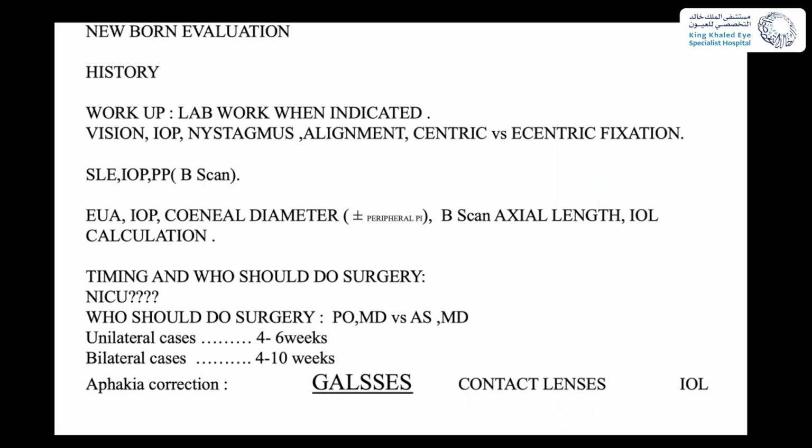For all patients with congenital cataract, you have to do lab work, and as indicated, do a proper examination: vision, IOP, check for nystagmus, see if the child has strabismus. Because sometimes they have no nystagmus and no strabismus, they have a congenital cataract. This means that maybe the surgical indication is very low. Is the fixation central or eccentric? If the child has eccentric fixation, is this due to retinal abnormality or due to poor vision?